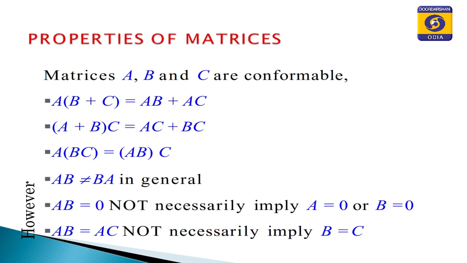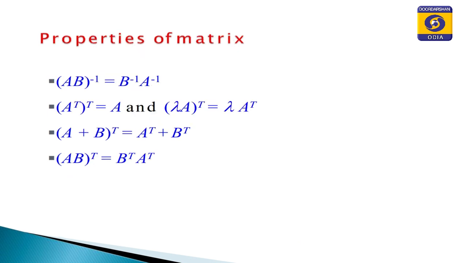If AB is equal to 0, not necessarily A is equal to 0 or B is equal to 0. Similarly, if AB is equal to AC, it does not necessarily imply B is equal to C. That means the cancellation law will not hold for matrices. Properties of matrices. Next is (AB) inverse is equal to B inverse A inverse. We will later on discuss the inverse matrix. Similarly, we will later on discuss the transpose of a matrix.